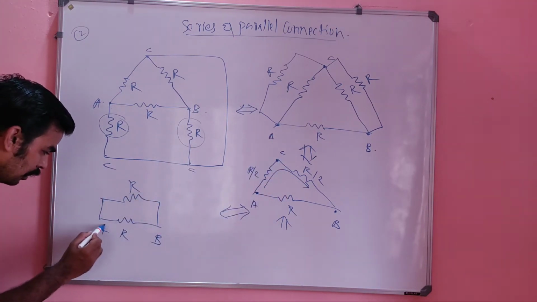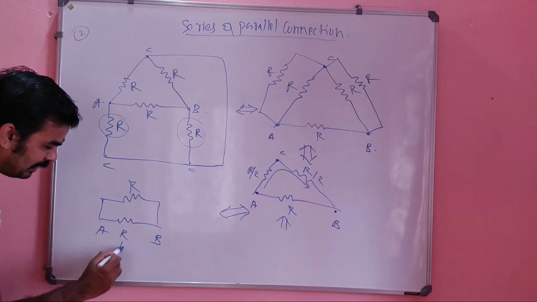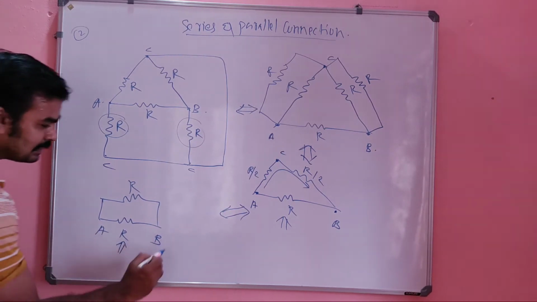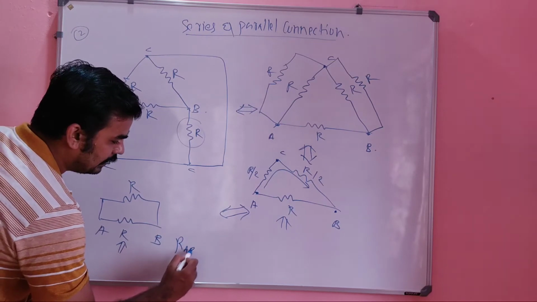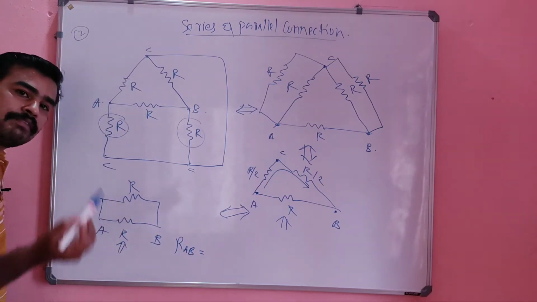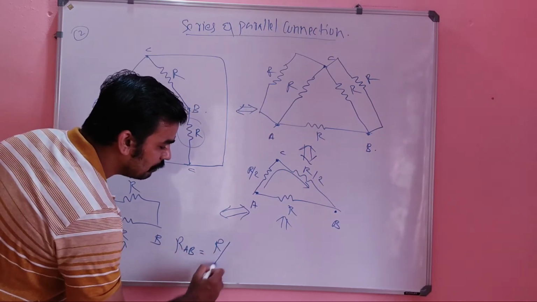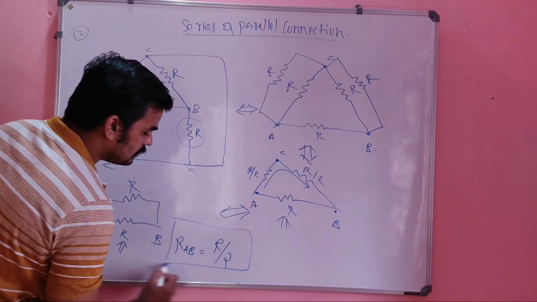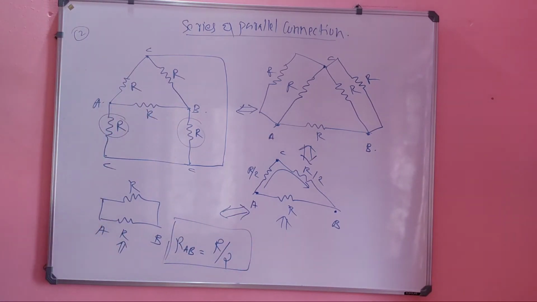Then now find the value of effective resistance between A and B. What will be that? R effective or R AB is equal to R and R will be parallel. So it will be R by 2. So this is the concept. I think all of you clear. Okay.